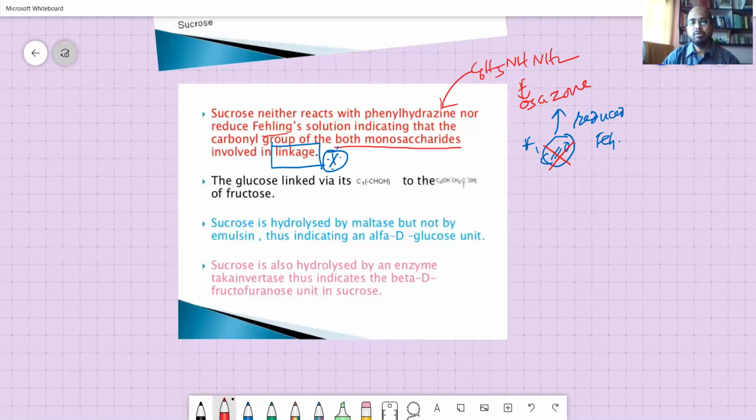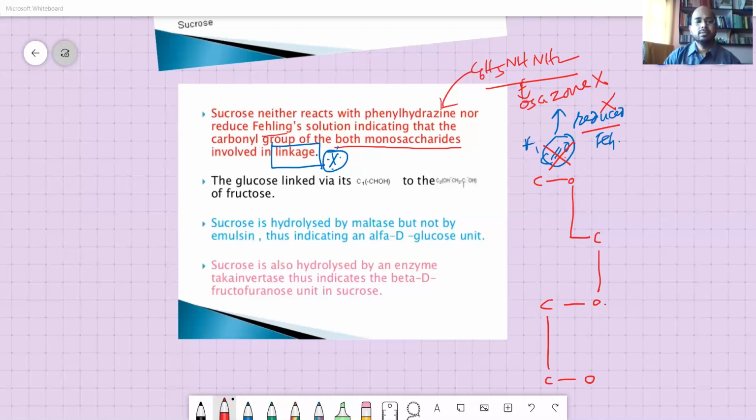And the C double bond O group is free. That is why it doesn't reduce, and osazone also doesn't form. It doesn't react with it. That means this C double bond O which we are discussing is linked by means of O to some other carbon atom. So I have been telling that it is linked by means of a C-O linkage. Like that, the chain goes on.